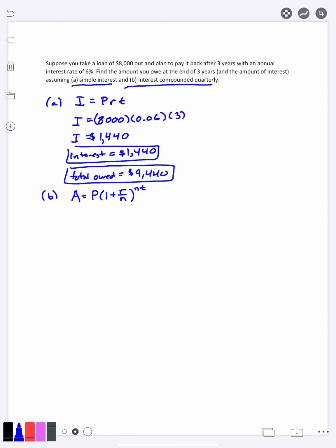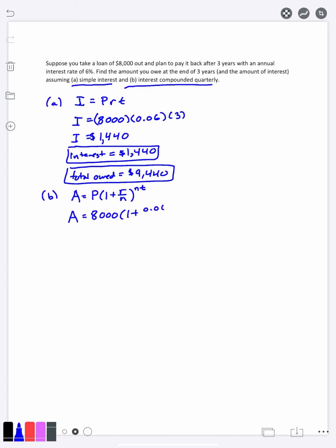So the P is the same as it was before, it's the principal. The R is the interest rate, same as it was before. The T is the time, same as it was before. However, the N is how many times you're going to compound each year. Also, the A is actually not the interest amount, it is the total amount owed at the end of the 3 years.